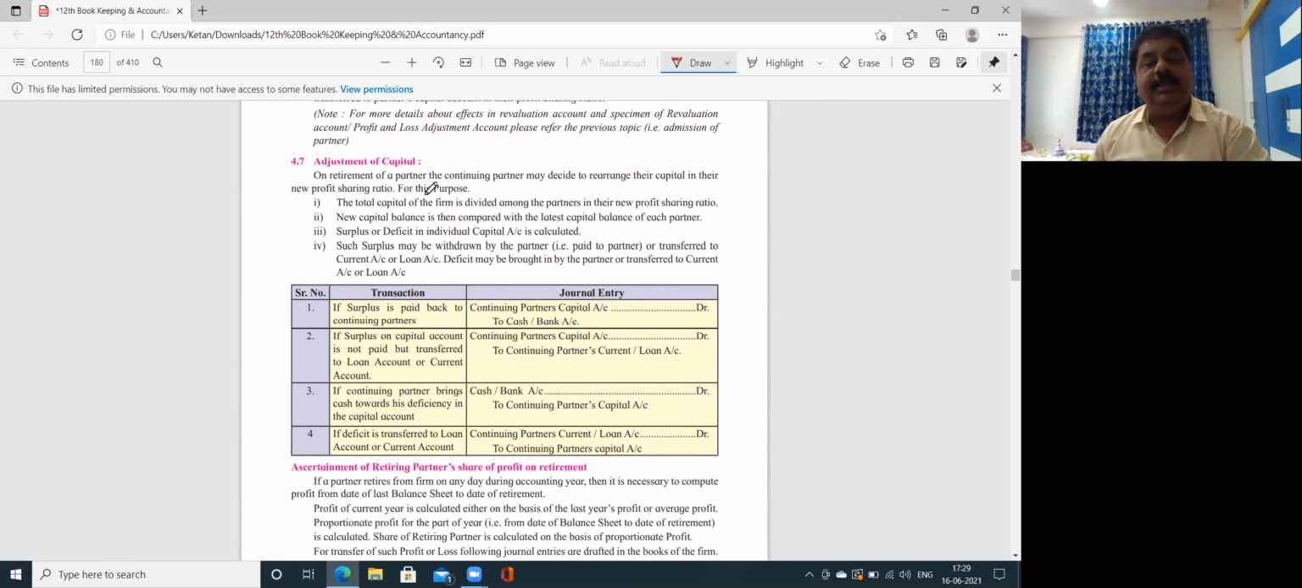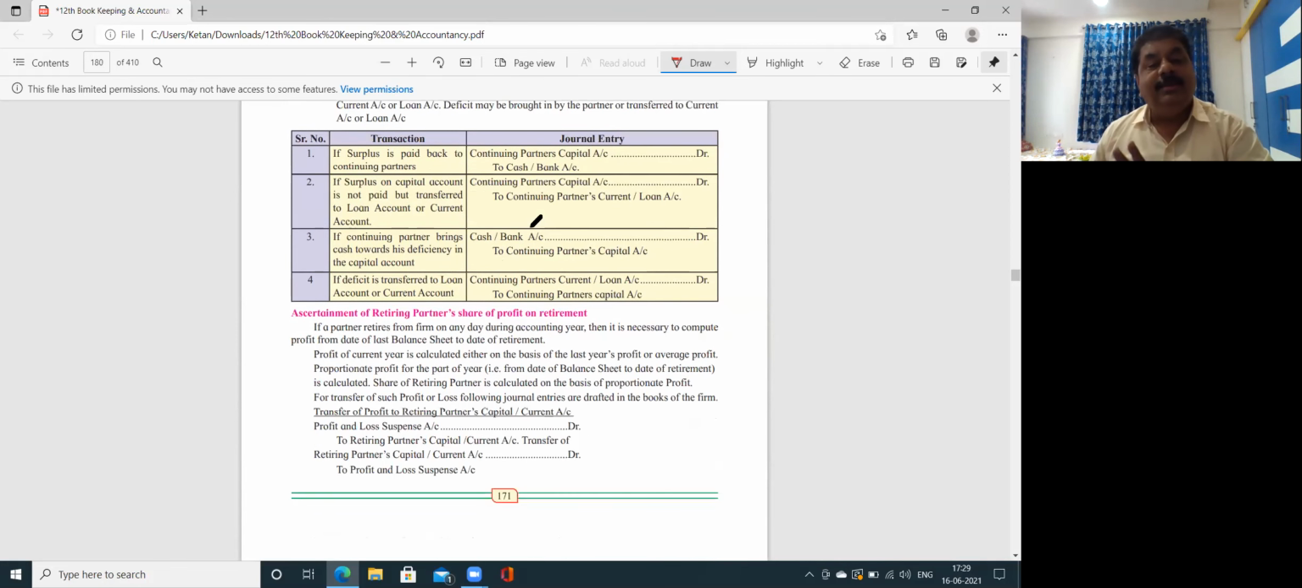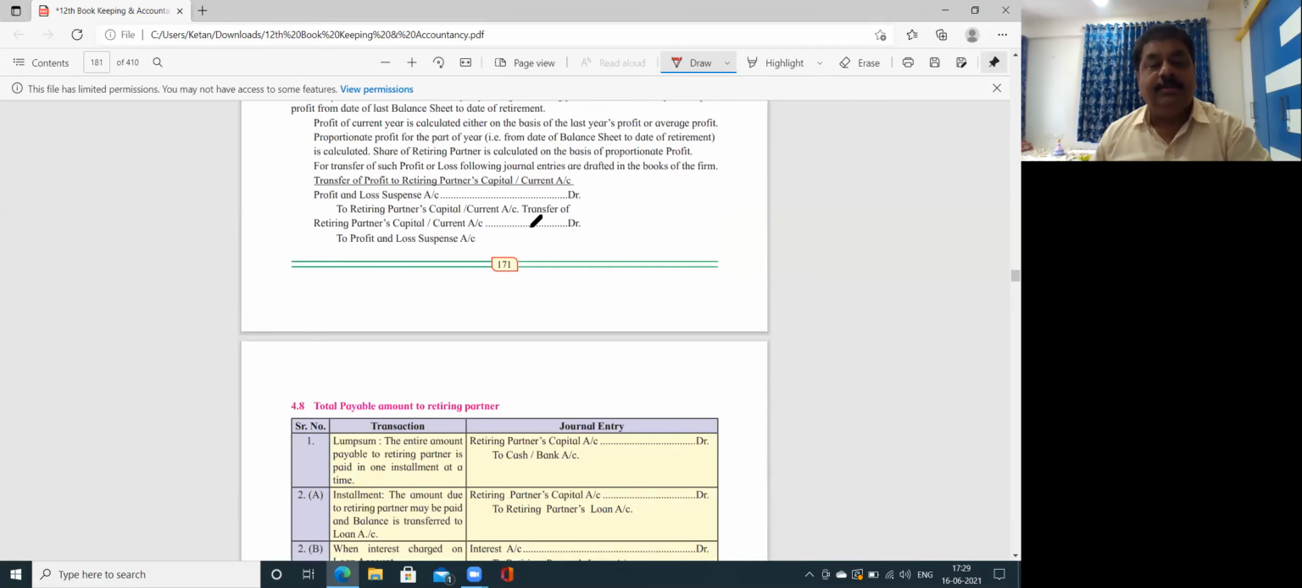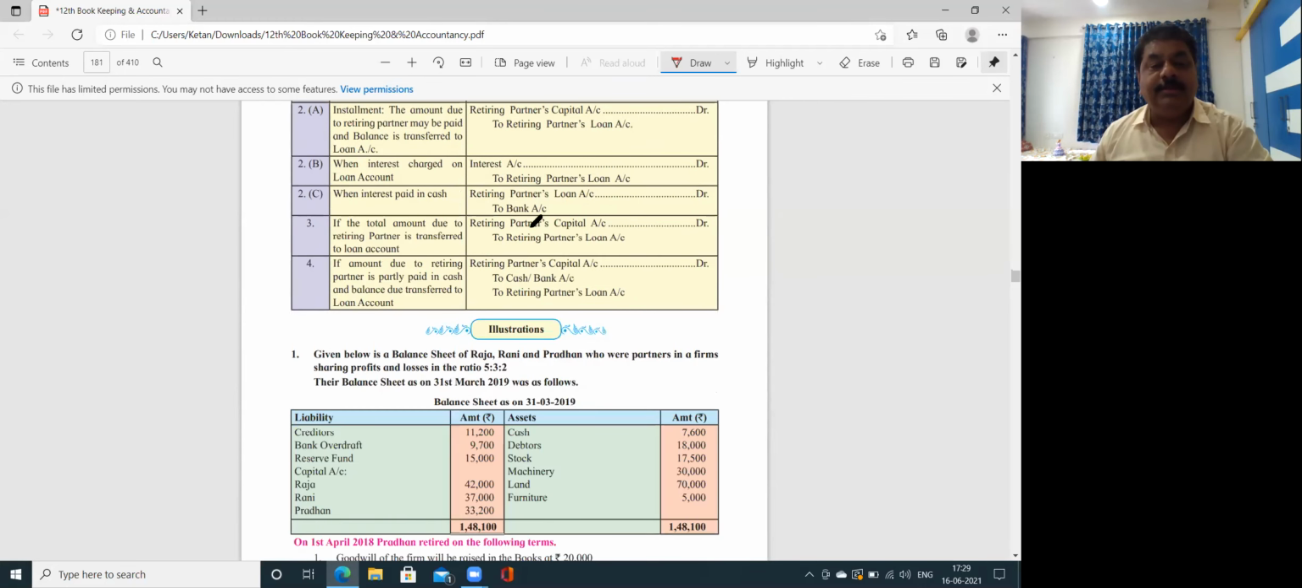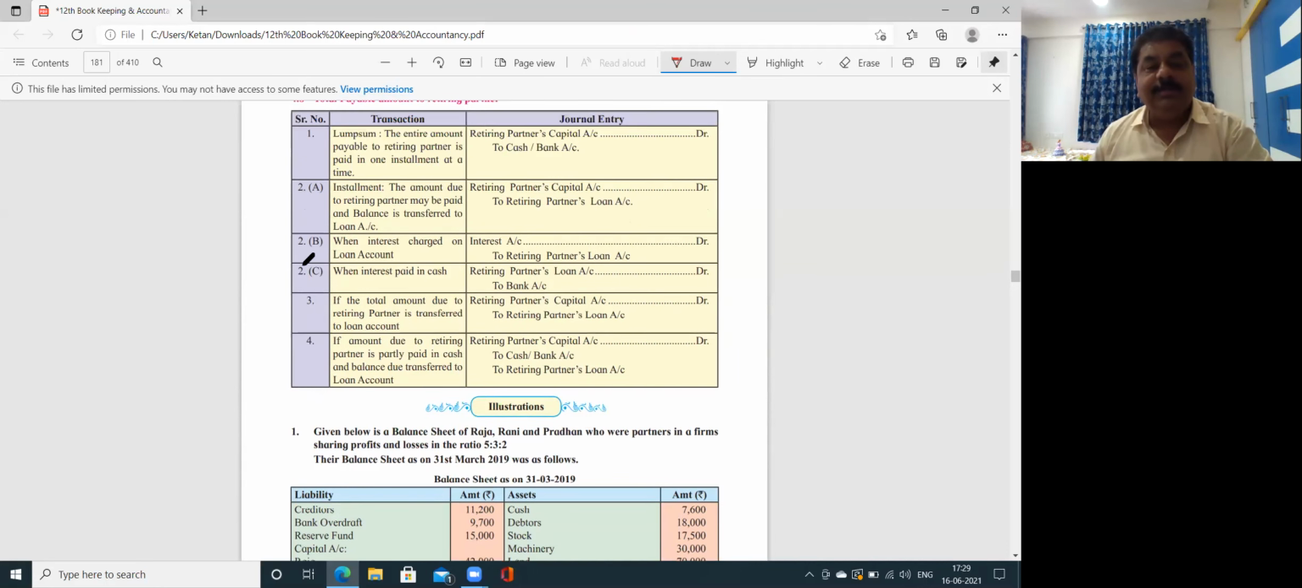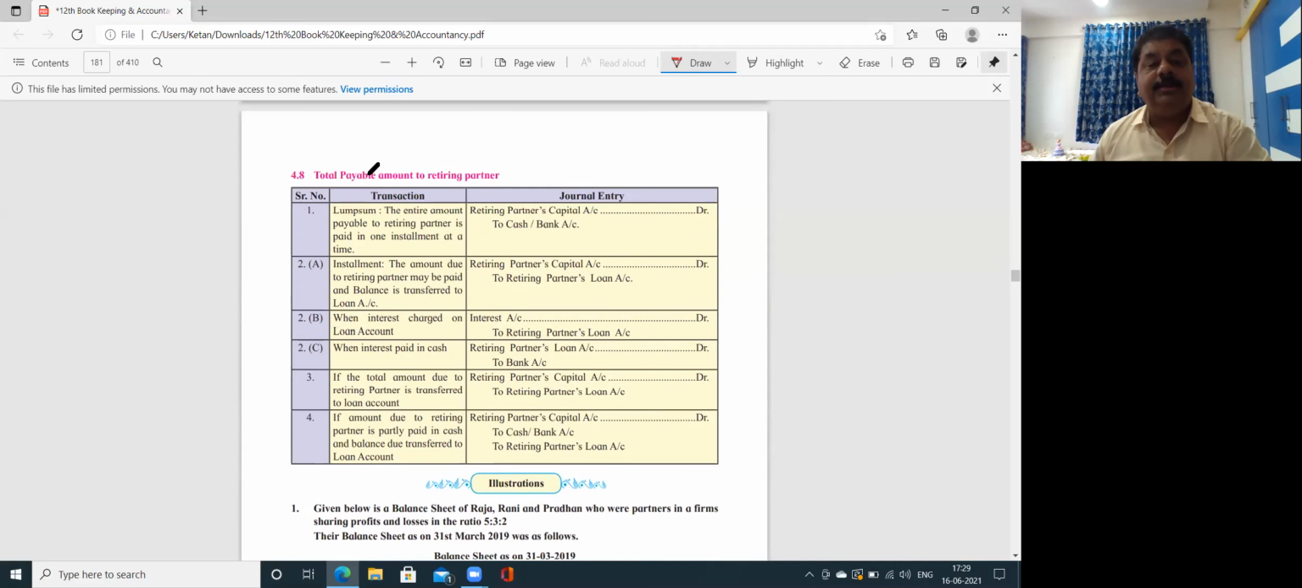Here also we are having capital adjustment, but that is all the way different, simple, it comes easily. Then very important is the amount of retiring partner. Look at this please. Okay. I can tell you there are two options. Number 1, total amount payable to retiring partner. If it is paid by the firm totally, the partner has retired, take this money and go, then retiring partners capital account debit to cash or bank.